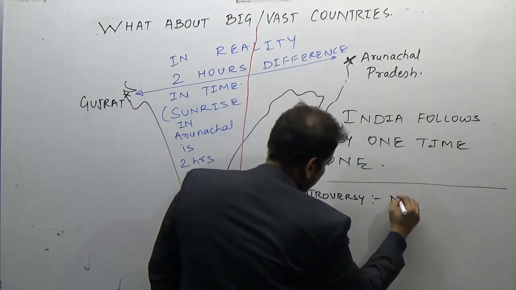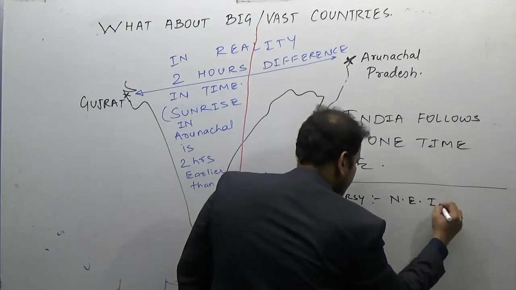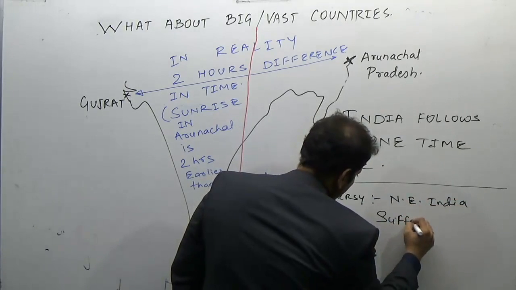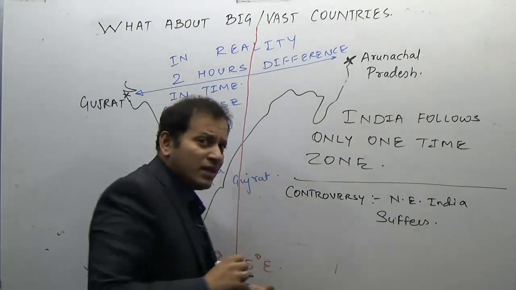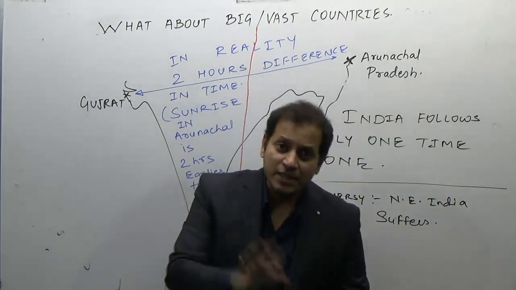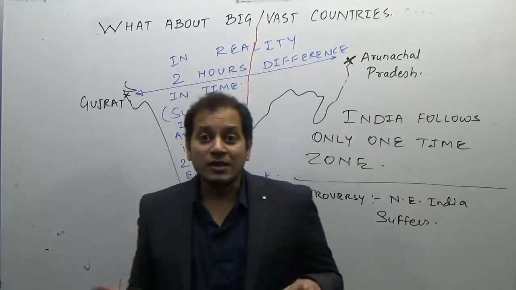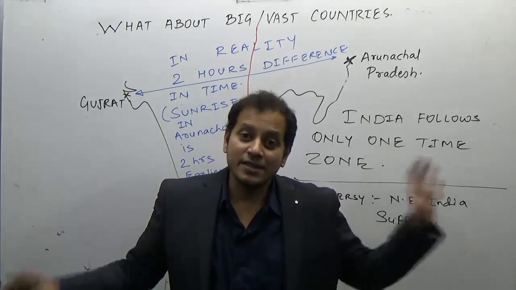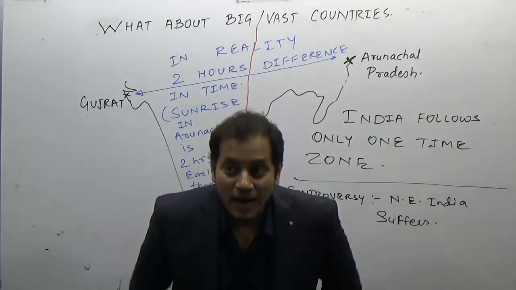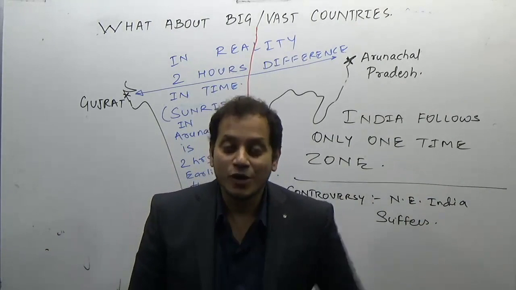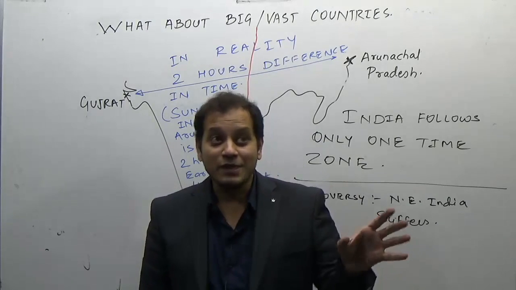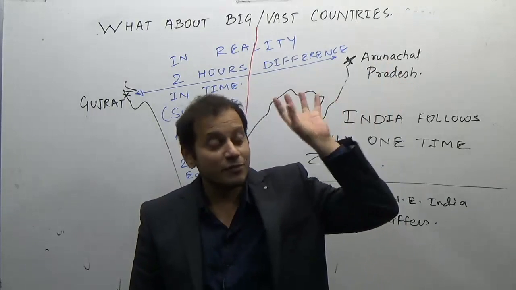The northeastern part of India suffers. Now, for the office going people, it is fine to follow the time zone. For the people who work in the industries, it is okay to follow the time zone. But the plants do not understand our watches. They cannot follow our own time zone. So they will follow the biological rhythm. They will follow the sunlight.